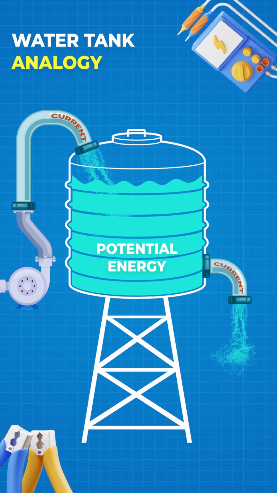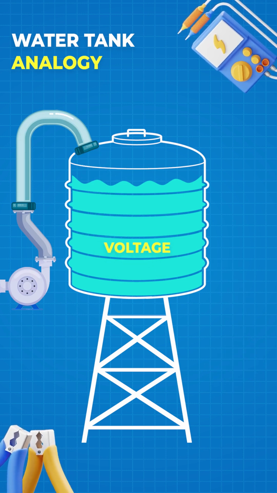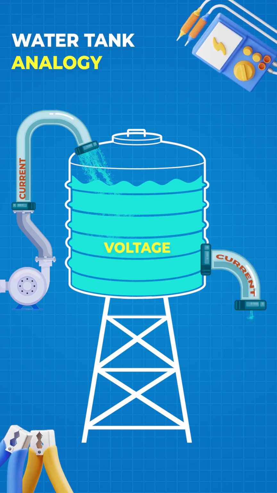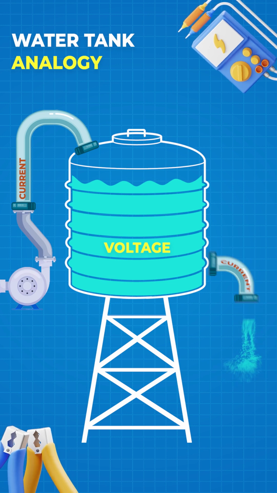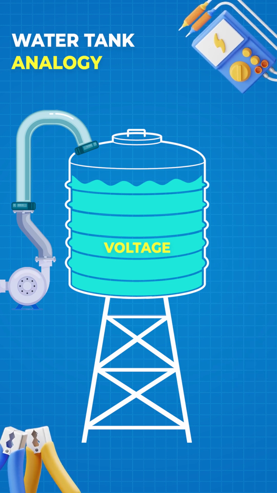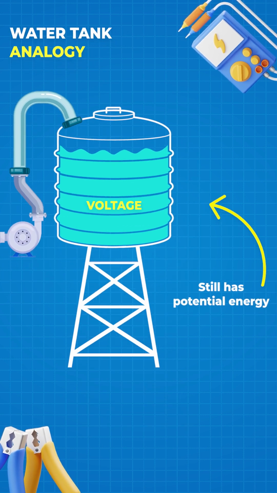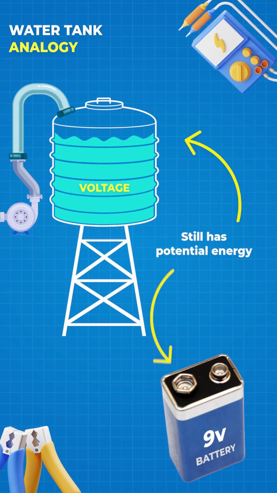In this example, the total stored potential energy of water in the elevated tank can be thought of as the voltage. If we make the pipe larger, the voltage remains the same, while the current increases. However, if we remove the second pipe, there will no longer be any current, but the voltage will remain the same. Similarly, a battery has a voltage associated with it, even if it is not yet connected to a circuit or doing any work.